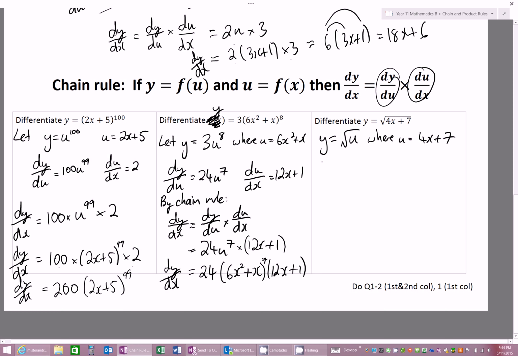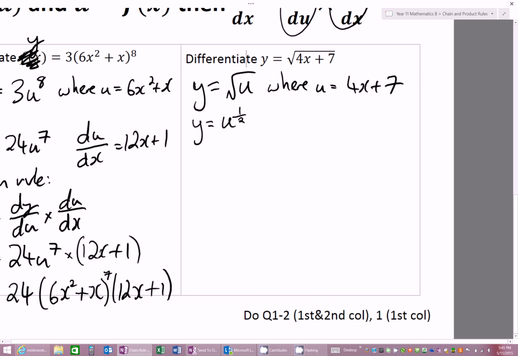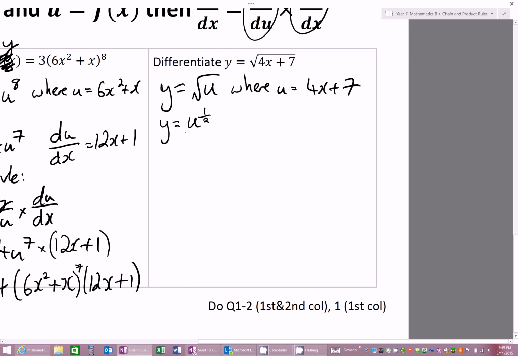This first one, before I differentiate it, I'm going to remember that square root of u is u to the power of a half. Cubed root of u would be u to the power of a third. Fourth root of u would be u to the power of a quarter. Seventh root of u cubed would be u to the power 3 on 7. So whatever this root is, always becomes the bottom of that fraction. Should I make this bigger so that I can, yeah, that's better. So I've changed it into a form where I can differentiate it.